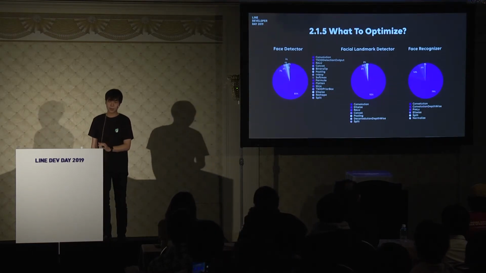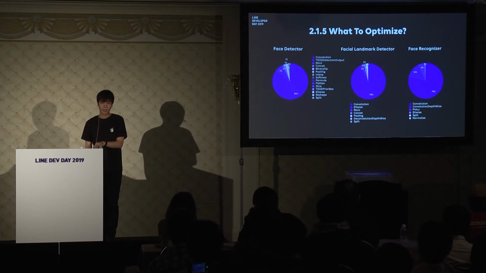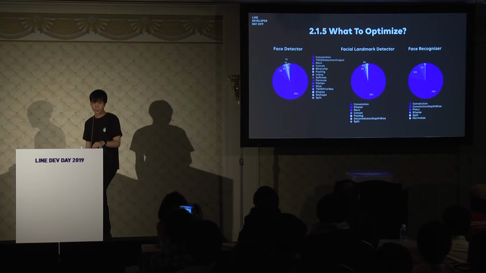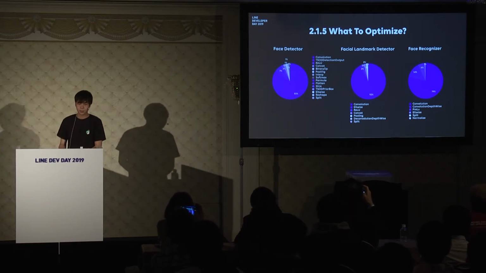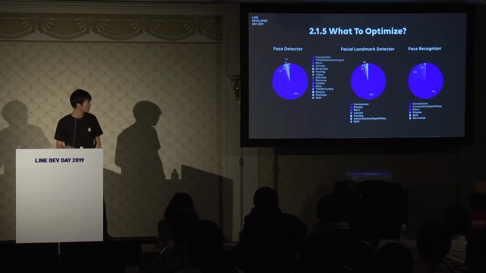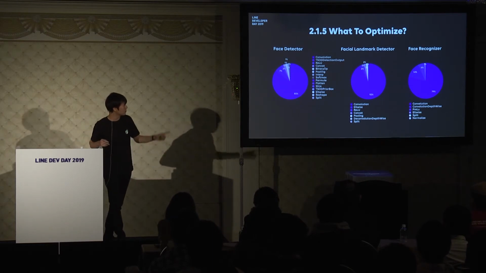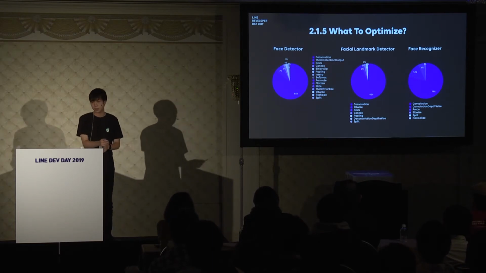So we saw three parts, and running the model on the engine requires a lot of optimization. But we have tabulated it to know what to focus on. Convolution is the most common because it's a neural network, so we focus on optimizing the convolution layer. Also, depth-wise convolution in the face recognizer takes 14%, so we also focused on that part.